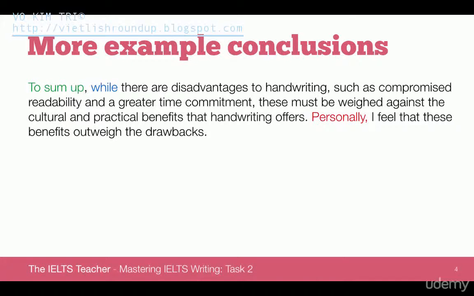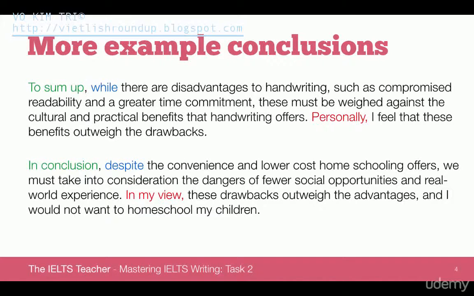So you can see how we've used the language on the previous slide to create a very coherent and cohesive and accurate conclusion here. To sum up, while there are disadvantages to handwriting, such as compromised readability and a greater time commitment, these must be weighed against the cultural and practical benefits that handwriting offers. Personally, I feel that these benefits outweigh the drawbacks. Another conclusion. In conclusion, despite the convenience and lower cost homeschooling offers, we must take into consideration the dangers of fewer social opportunities and real-world experience. In my view, these drawbacks outweigh the advantages, and I would not want to homeschool my children.